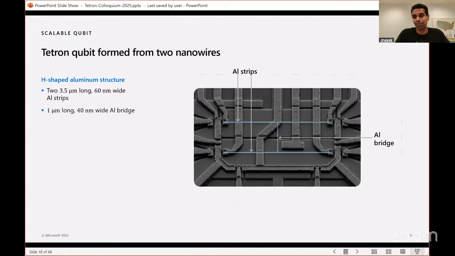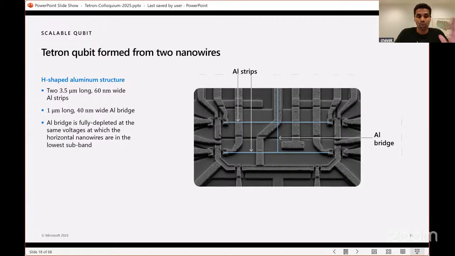We also have what we often call an aluminum bridge. It's narrower. It's 40 nanometers wide and a micron long. And it extends to ground, so that the whole device is grounded. The reason that it's narrower is because when the two horizontal wires are in the lowest subband, and that's the subband in the transverse direction within the plane, the aluminum bridge is fully depleted. And so it's truly a trivial superconductor. Underneath the aluminum, you can just forget about the semiconductor, and it's just like having an ordinary aluminum.